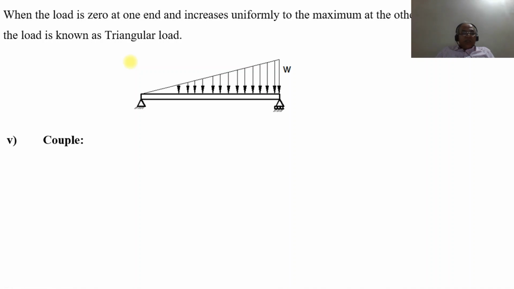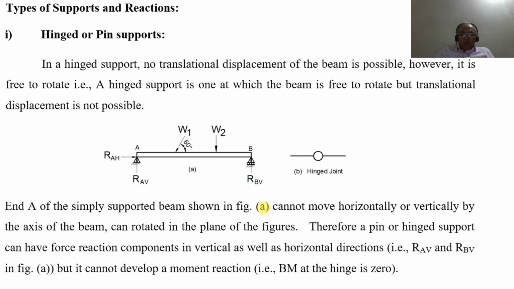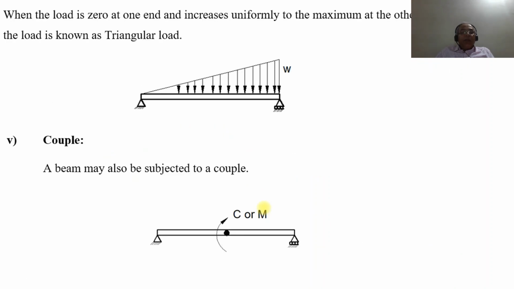The last one is the couple. A beam may also be subjected to a couple, meaning rotation of the beam. Here you have a simply supported beam having a couple at the midpoint, a clockwise couple which is represented by C or M. So these are all the different types of loads which act on the beam.